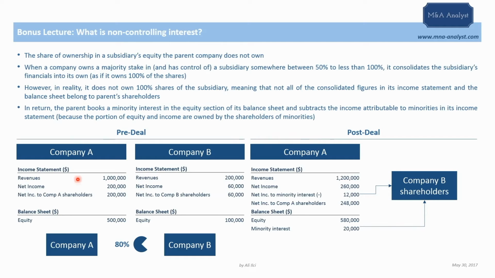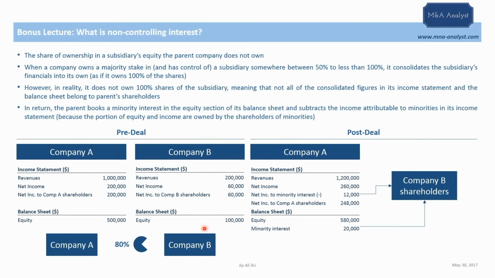Company A has revenues of $1 million and net income of $200,000. So net income attributable to company A's shareholders is $200,000. And in its balance sheet, company A has an equity of $500,000. Company B, on the other hand, a smaller company, has $200,000 of revenues and net income of $60,000, all of which is attributable to company B's shareholders, and its equity is $100,000. Now assume that company A acquired 80% of the shares of company B. Now we are looking at the post-deal case.